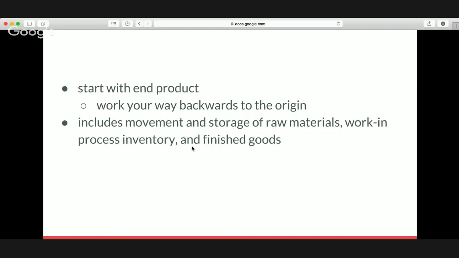To do this, simply you start with the end product and work your way backward, one step at a time, tracing the processes to the origin. This includes the movement and storage of raw materials, work in process inventory, and finished goods from the point of origin to the point of consumption.